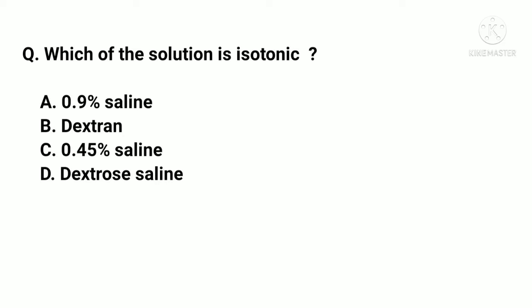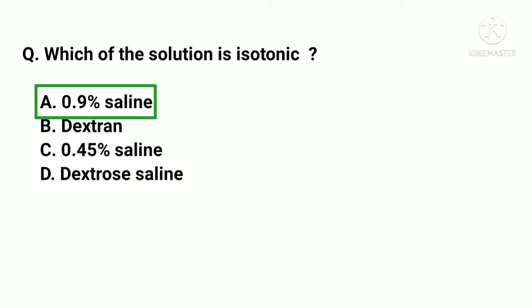Which of the solution is isotonic? A. 0.9% saline, B. Dextrose, C. 0.45% saline, D. Dextrose saline. And the correct answer is A. 0.9% saline.